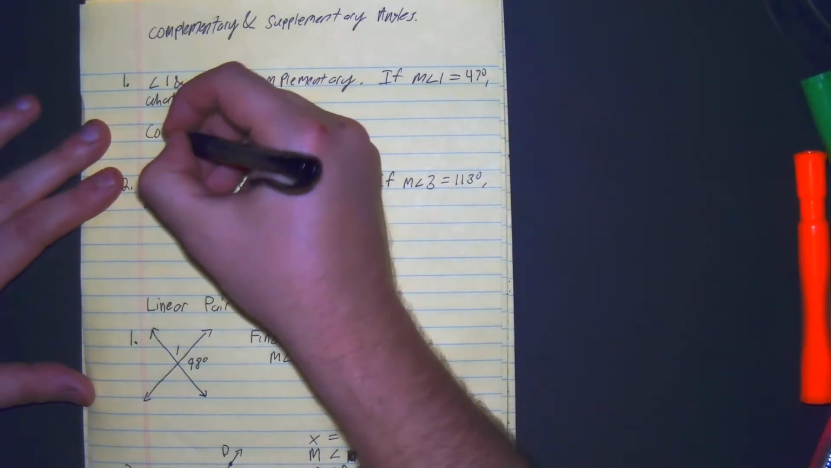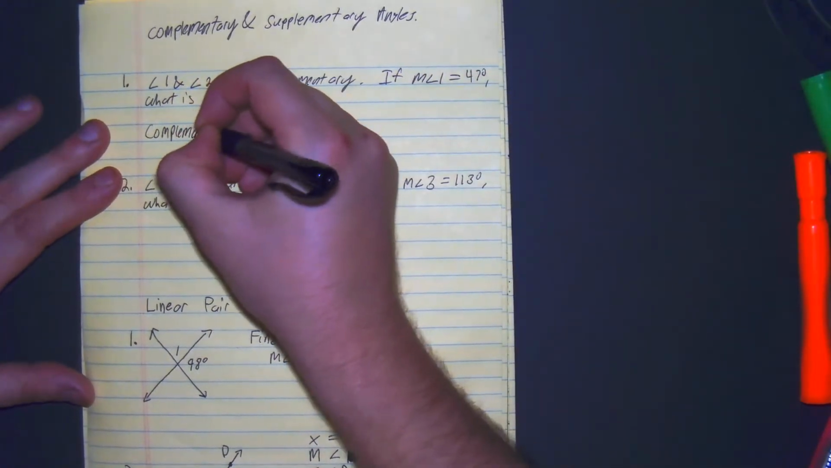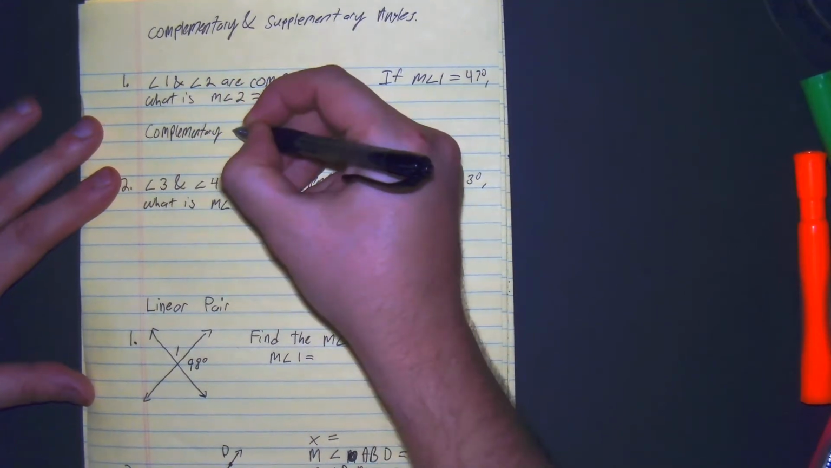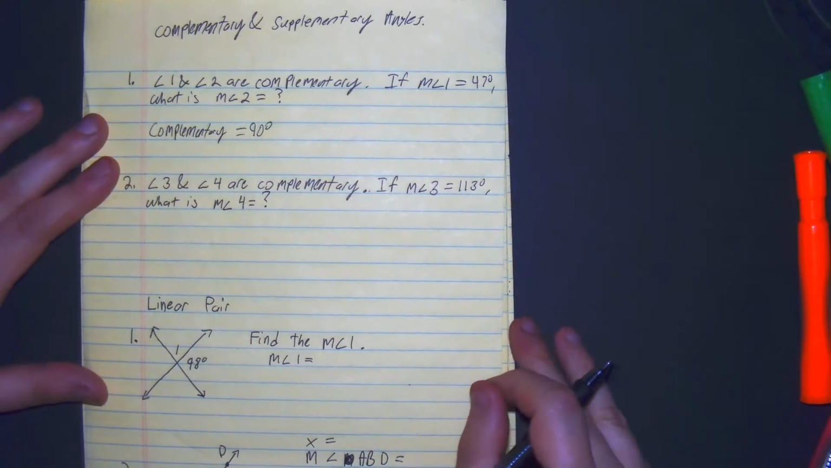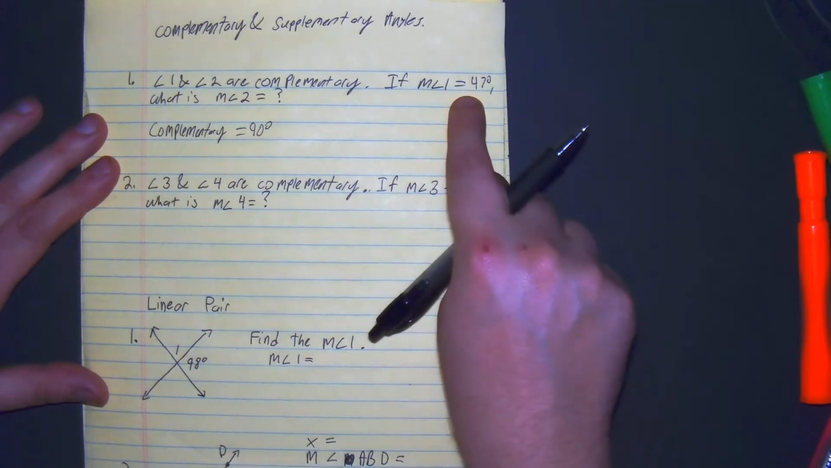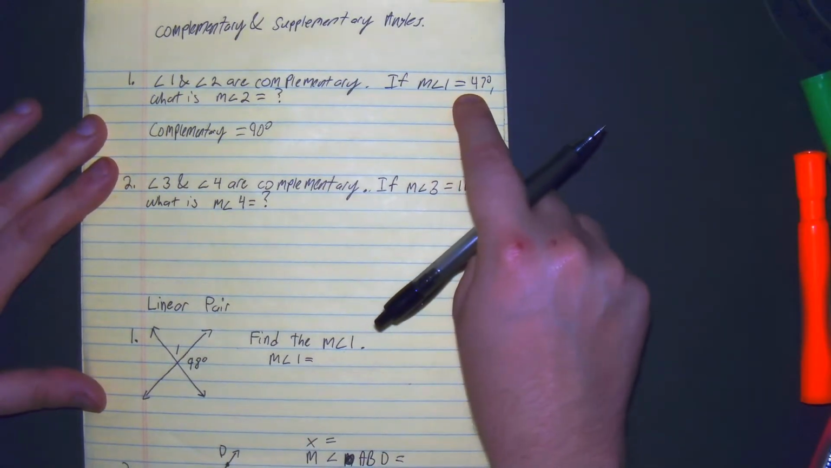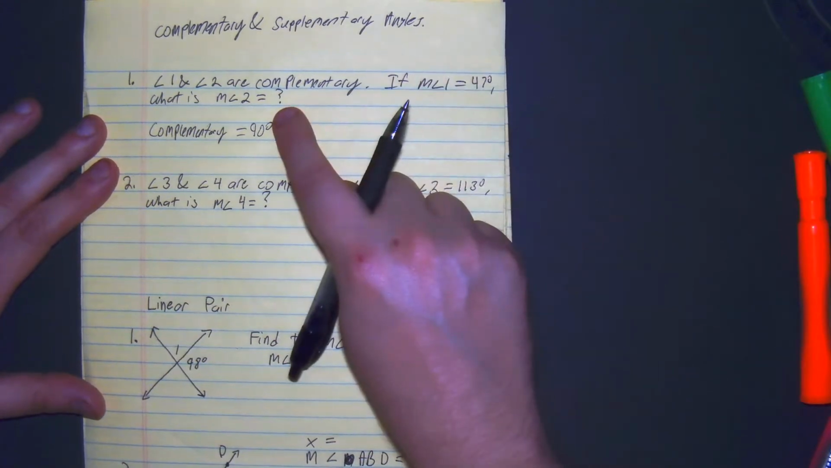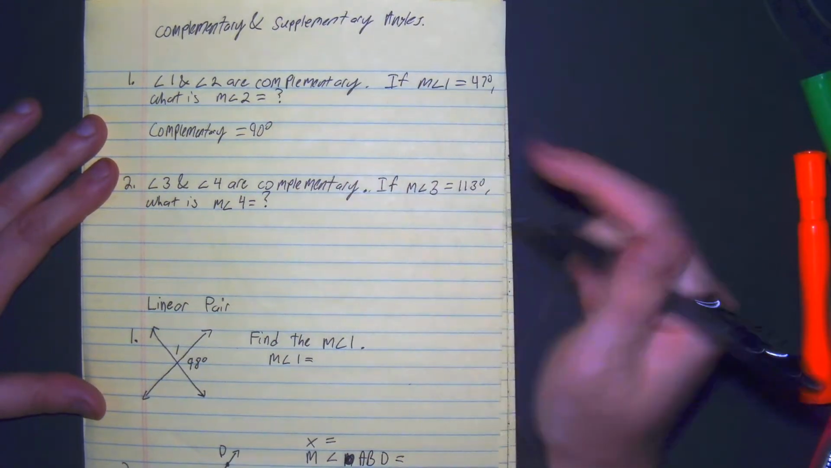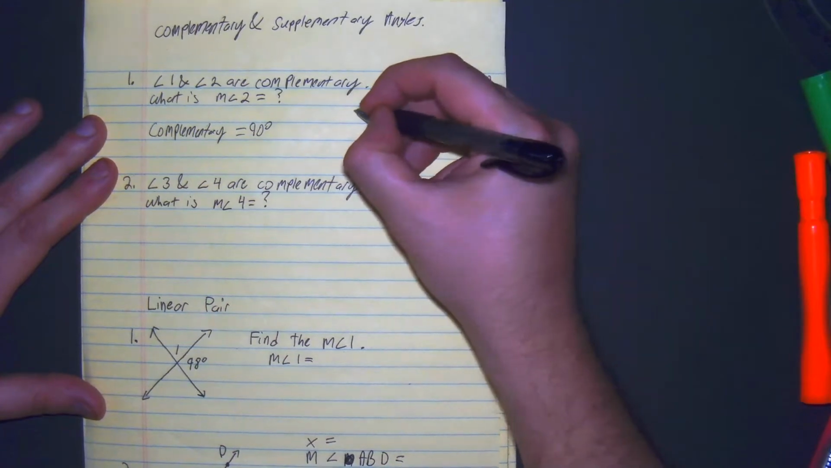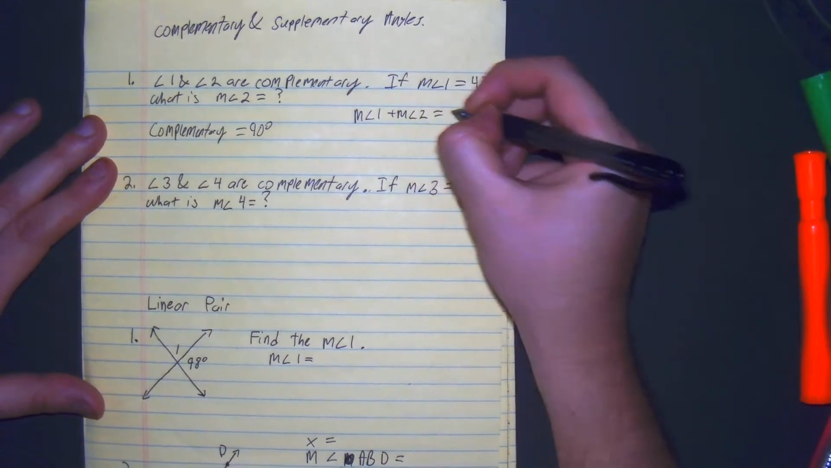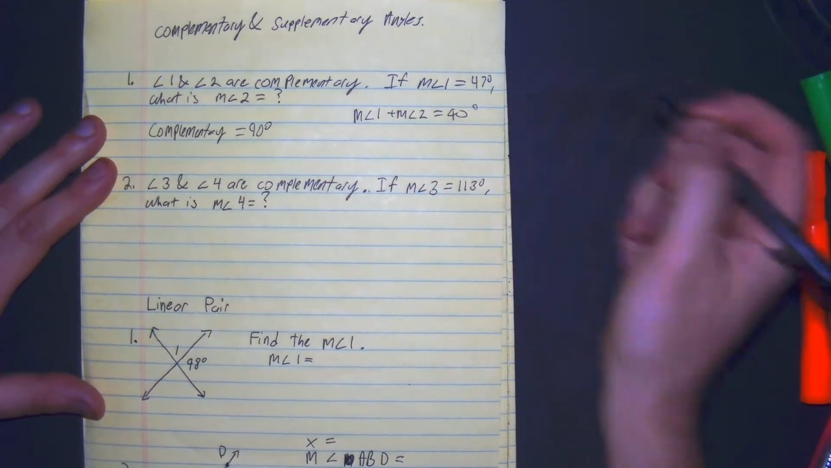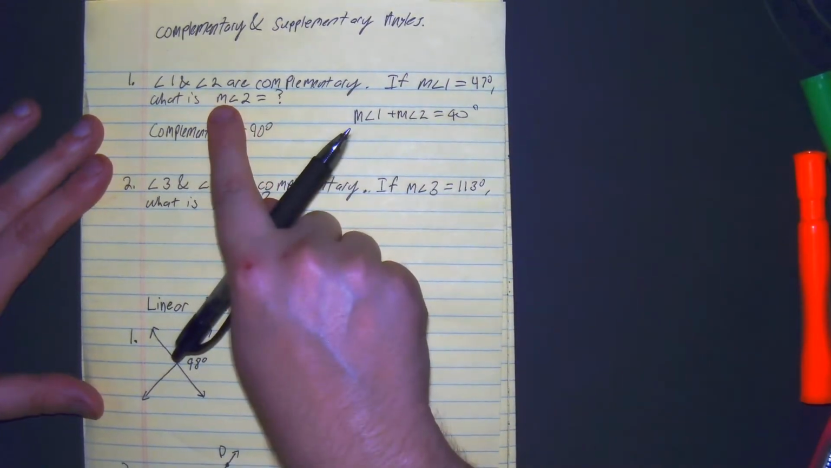Complementary means it equals 90 degrees. So two angles that add up to 90 degrees. So if this is the measure of angle 1, and we don't know the measure of angle 2, it equals 90. The way you could set this up is the measure of angle 1 plus the measure of angle 2 equals 90. Our goal is to solve for the measure of angle 2.